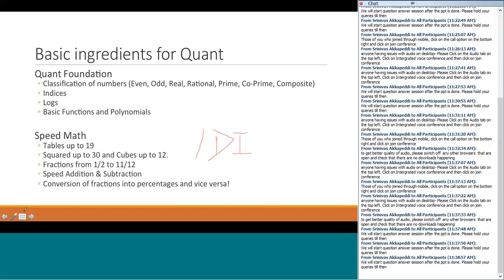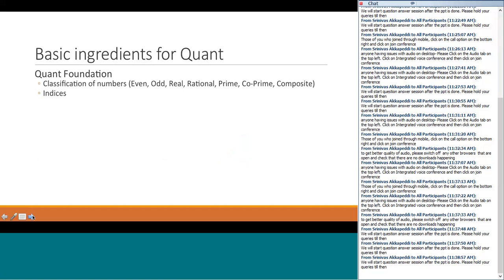Okay, so these are the basic ingredients of quant, the two things I expect you to do. That's where we start off in terms of the preparation. Now, what else do we do? Of course, what we did till now is, I said these are the areas. Let's look at these areas.